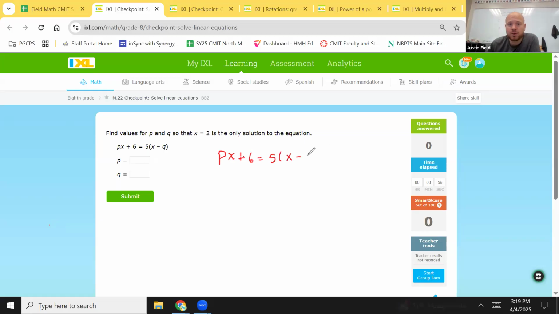But it's a brand new quarter, it's a brand new day, and we all have a chance to put in the hard work so that when you get older and this math keeps building on itself, you're ready. So let's talk about this one and a couple more. Find values for P and Q so that X equals 2 is the only solution to the equation.